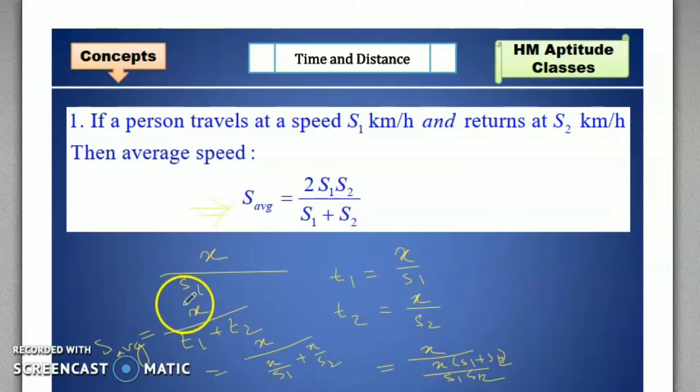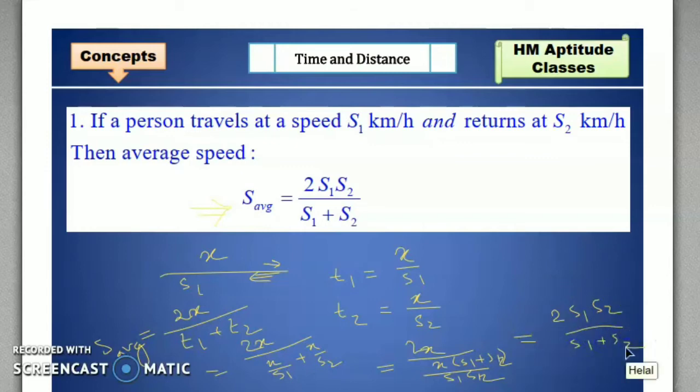The total distance here will be 2x, since we're taking the distance while it was traveling in this direction, and while it was traveling back in this direction. So the total distance will be 2x. If you solve this, you will get 2 s1 s2 upon s1 plus s2.